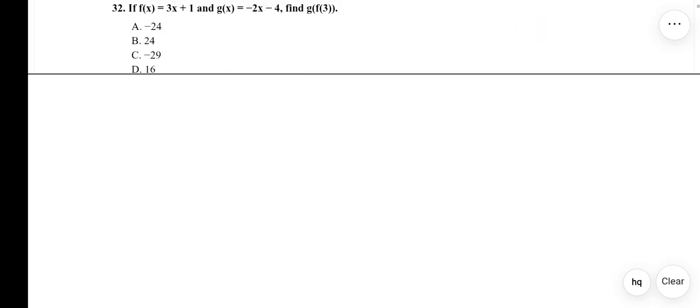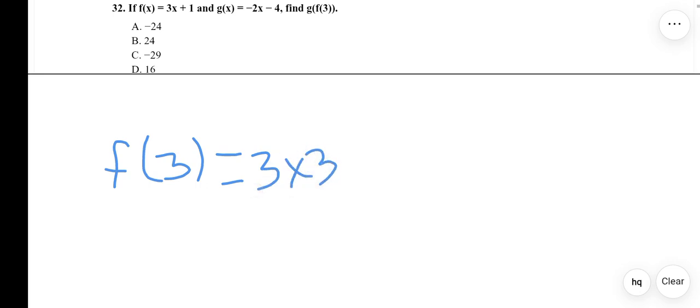I have that f of s is 3s plus 1 and g of s is this, and I was asked to find g of f of 3. This is a question on composite function. First of all, what is our f of 3? When my f of s is 3s plus 1, then my f of 3 will be 3 times 3, because I'm replacing my input, which is s, with 3 now. So 3 times 3 will give me 9, plus 1, that is 10. So that is 10.